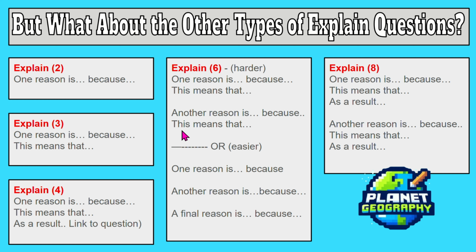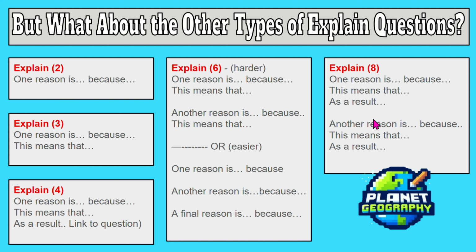But what about the longer ones, the 6 markers? Well, there's 2 ways to approach the 6 markers. You can think of it as 2 3-mark explain questions, so 2 of these, or you can think of it as 3 of these. This tends to be easier, but you need more points. One reason is because, another reason is because, a final reason is because. That gets you 6 marks. But so does this. So the question is, is it better to have depth or to have more points? It's generally agreed amongst teachers that this is the easier option, so maybe do that if you can.